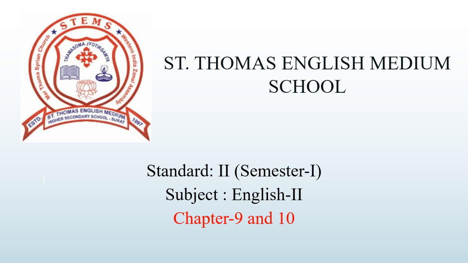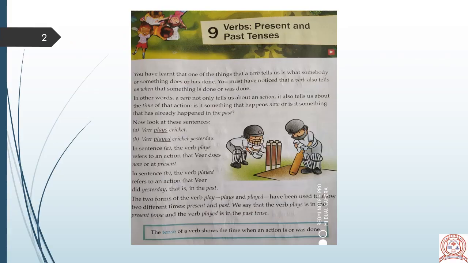New chapter of English grammar, chapter 9 and 10. Standard 2nd, semester 1, subject English grammar. Lesson 9, verbs, present and past tense. Present tense means the thing which is happening now, and past tense means the thing which happened before. Present tense means जो अभी हो रहा है और past tense means जो हो चुका है.